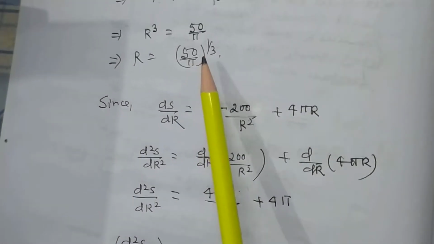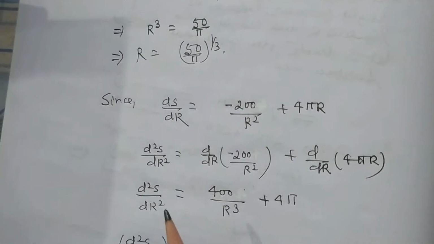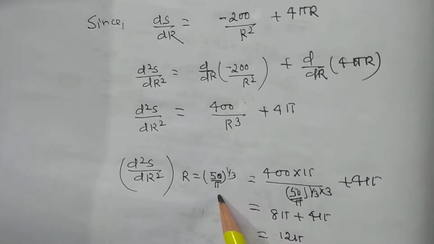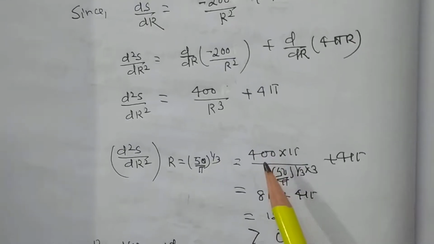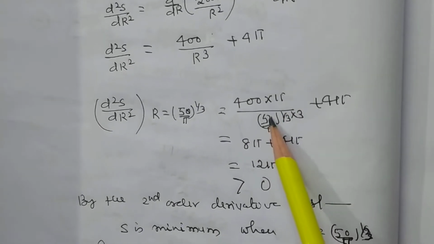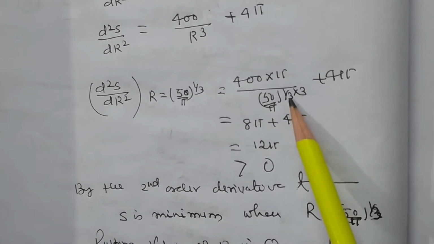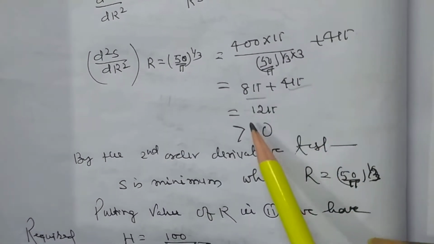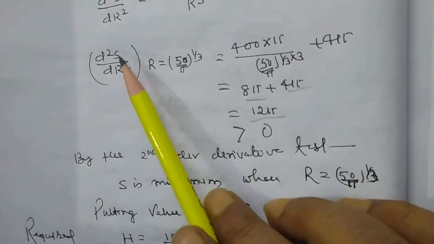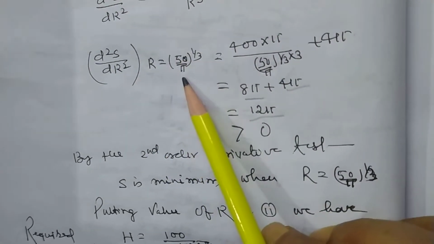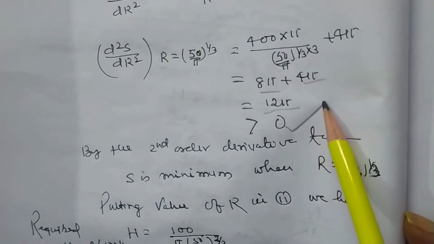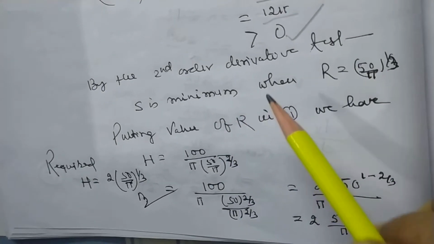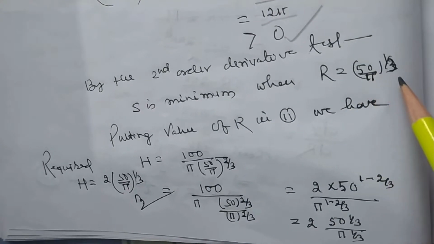Now the point is (50 by pi) whole to the power 1 by 3. So d2S by dR square at this point, we have 400 into pi by 50, into 3 plus 4 pi. It will be 8 pi plus 4 pi. It will be 12 pi. So d2S by dR square at the point (50 by pi) whole to the power 1 by 3 is greater than 0. By the second order derivative test, S is minimum when R is equal to (50 by pi) whole to the power 1 by 3.